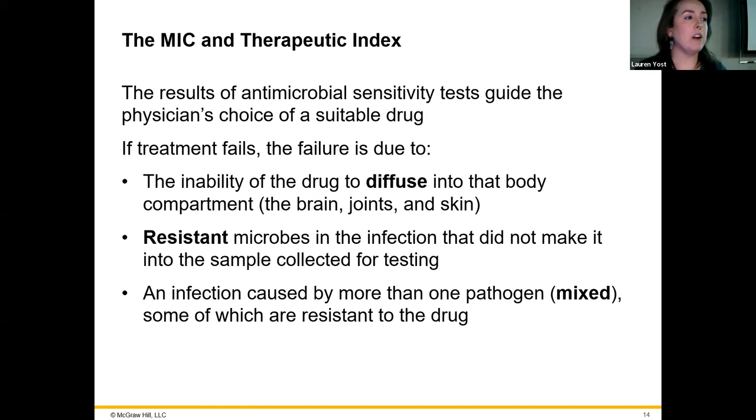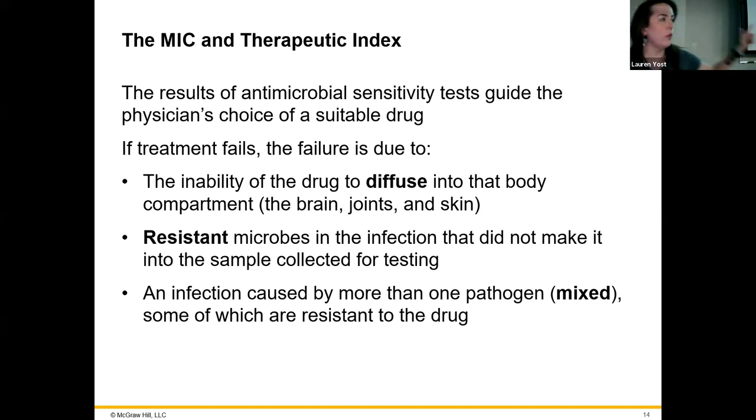Resistant microbes may not have been collected in your sample. Now, we just had our tubes of whatever and streaked them on our little plate. But what if you're swabbing from a wound and only a couple of bacteria have recently developed resistance? Maybe just from random mutations, which can happen. And you just didn't pick them up when you swabbed the wound area. So now they're overgrowing because you treated with that antibiotic and now you've got a whole other problem on your hands.